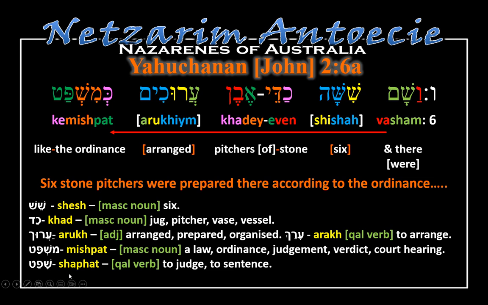And then I've given you also the verb form, shafat, which is a kal verb to judge, to sentence. So shafat means to judge. So it's like the verb form, and that's the noun form. Right, so the translation is 6 stone pitchers were prepared there according to the ordinance. And one thing I need to remind us, that's an ordinance introduced by rabbinic tradition. It's not Torah ordinance.